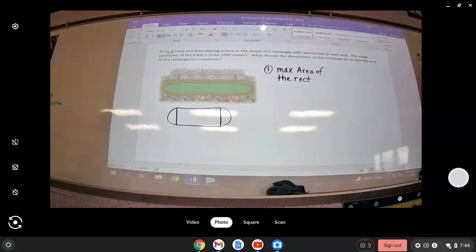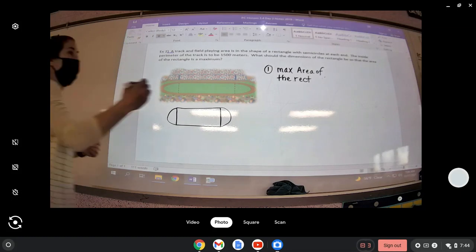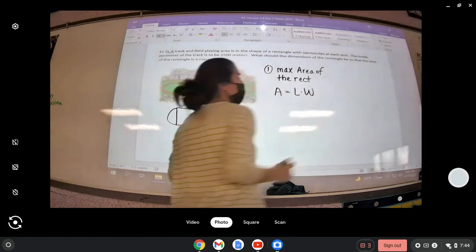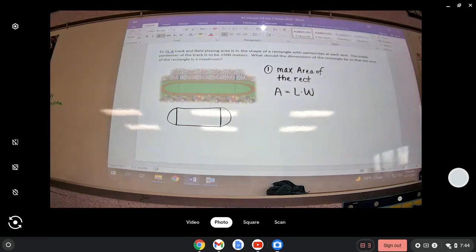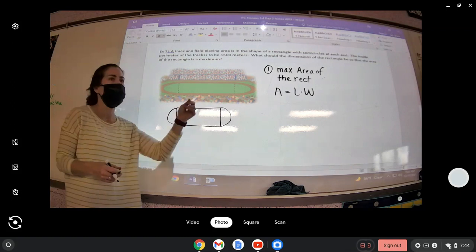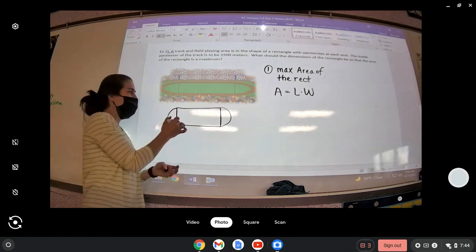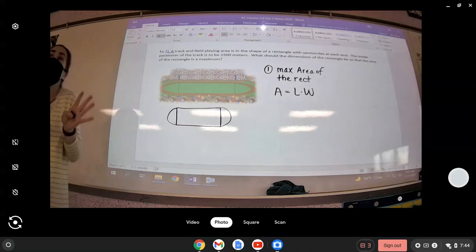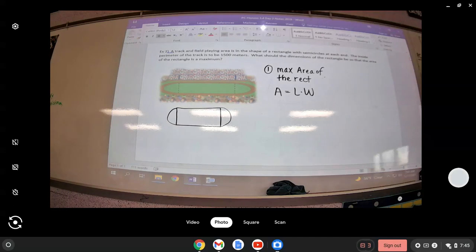If you wanted to maximize the area of your rectangle, what formula would you use? Area equals length times width. If I'm going to build that function so that I can find its max, I'm going to have to know the dimensions of the rectangle. Right now, I do not know its length and I do not know its width. So you're kind of stuck right there, which brings us to goal number 2.